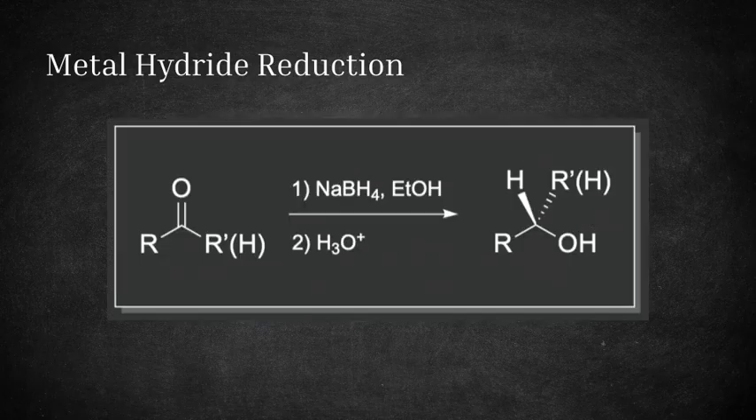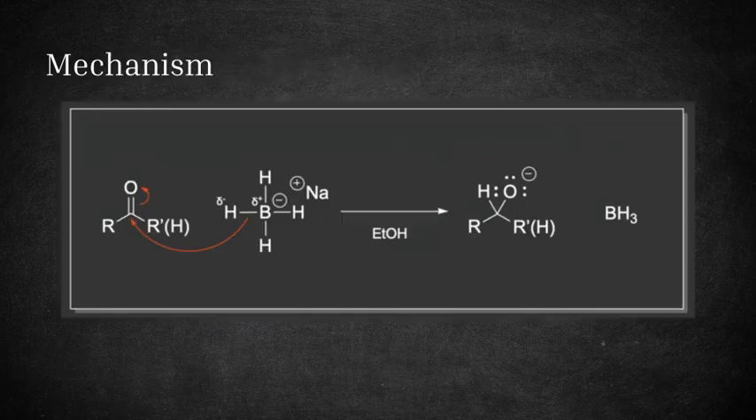The first reaction involves reacting a carbonyl of an aldehyde or a ketone with sodium borohydride, NaBH4, in ethanol, followed by an acid hydrolysis in the second step. Let's break down the mechanism for this reaction. In the first step, the nucleophilic bonding electrons of the hydride ion attack the electrophilic carbonyl carbon of the aldehyde or ketone, pushing the pi bonding electrons onto the oxygen atom. This results in the formation of an alkoxide ion.